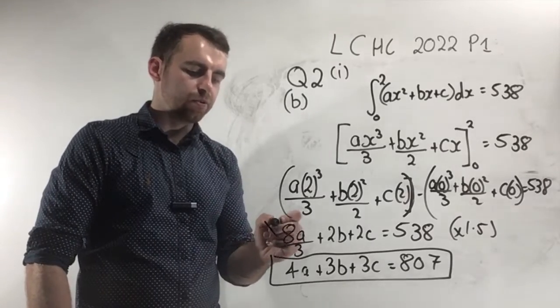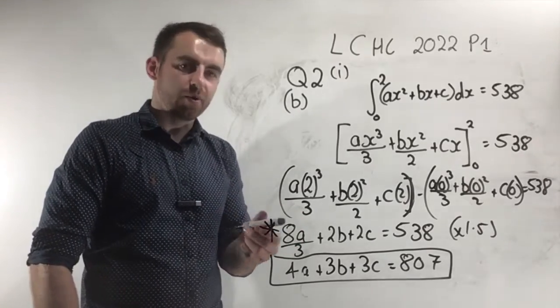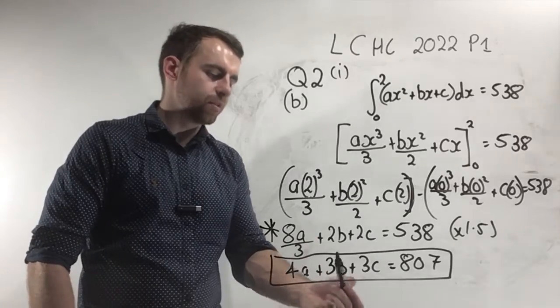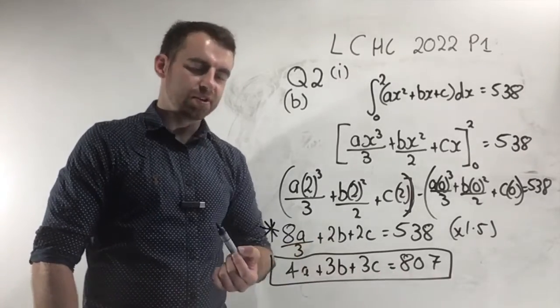Now you might get a bit confused when you get to the second last line because the question asks you to leave it in the form 4a plus 3b plus 3c equals 807.